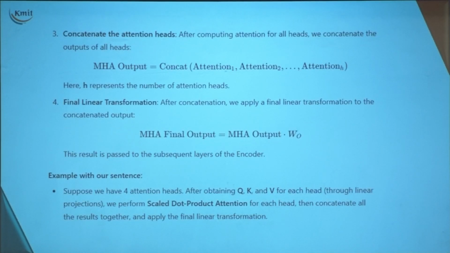Okay, so finally, what is the MHA output? Concatenation of what? Those multiple attentions that I am taking. So can you see, MHA is equal to what? Concatenation of attention 1, attention 2, attention 3 and so on. And then finally, what is the final output of MHA after linear transformation? After forward, feed forward, contextualized word embeddings.